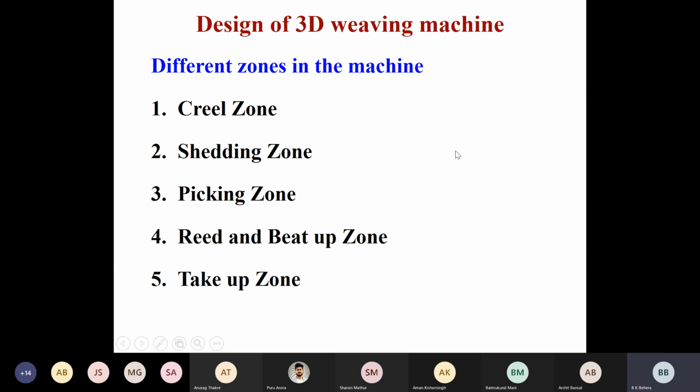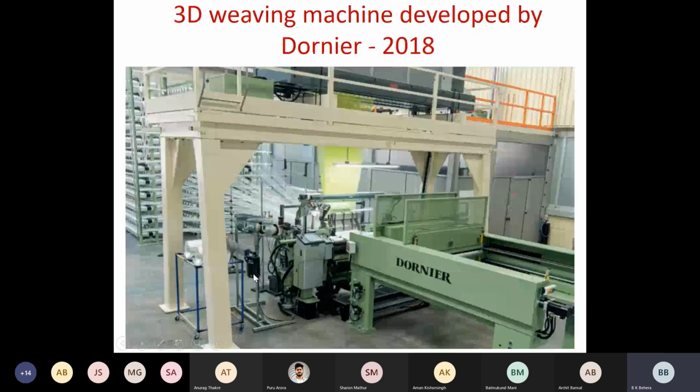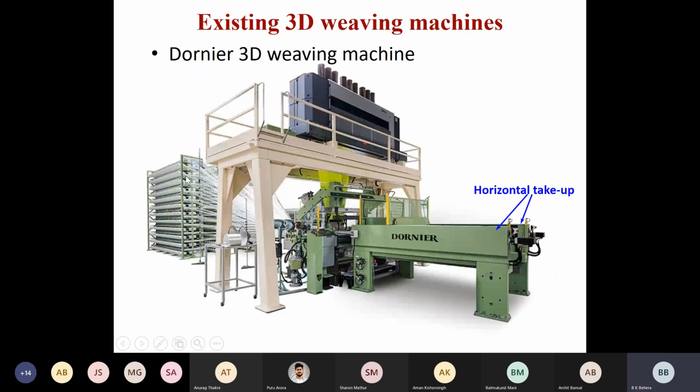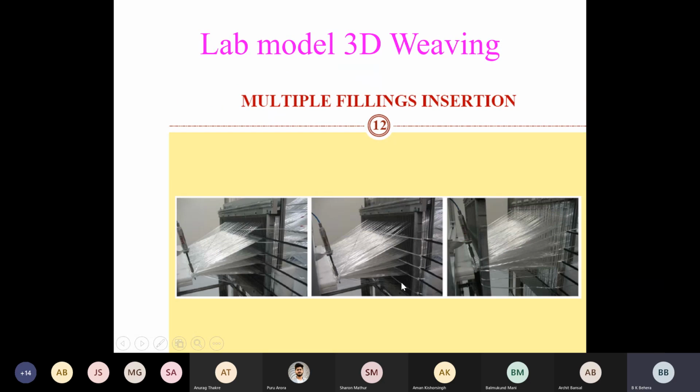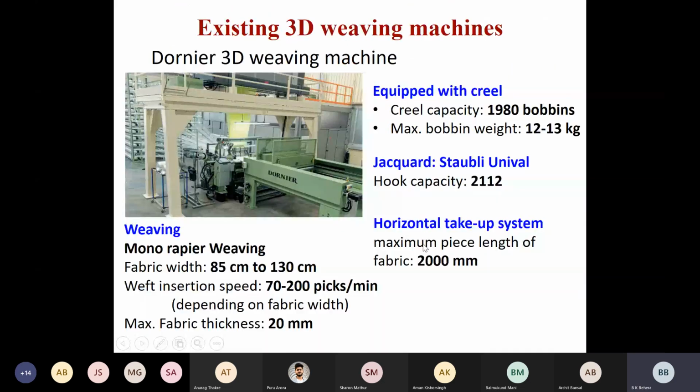So this machine has different zones: creel zone, shedding zone, picking zone, reed and beat up zone, and take up zone. Okay, I think from the diagram you can make out the creel zone, shedding zone, and picking zone. The picking zone is the rapier system, which you cannot see here, but in the previous machine you can see the picking zone. It is the same machine that you are seeing. So this is all rapier externally located. So, picking zone.